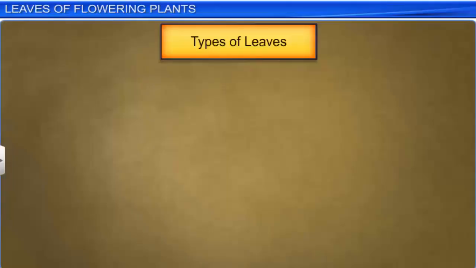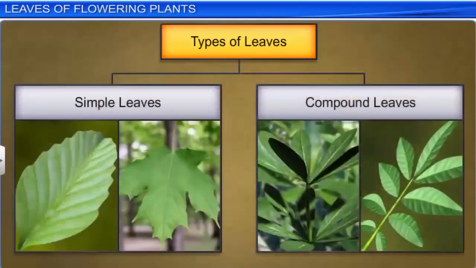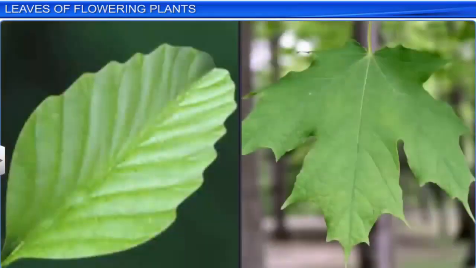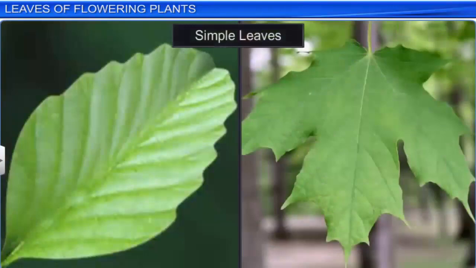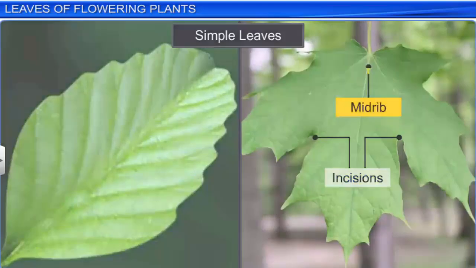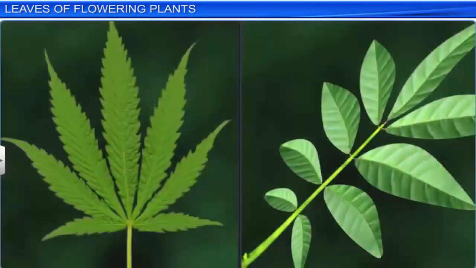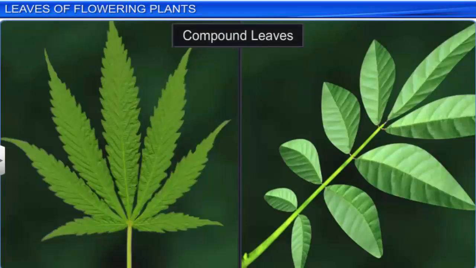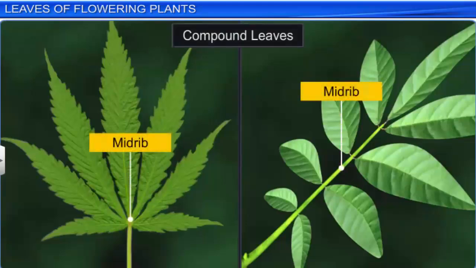Based on the structure of the lamina, leaves are classified as simple and compound. The lamina of a simple leaf is usually entire. However, when it is incised, the incisions do not touch the midrib. On the other hand, in compound leaves, the incisions reach the midrib and break it into several leaflets.